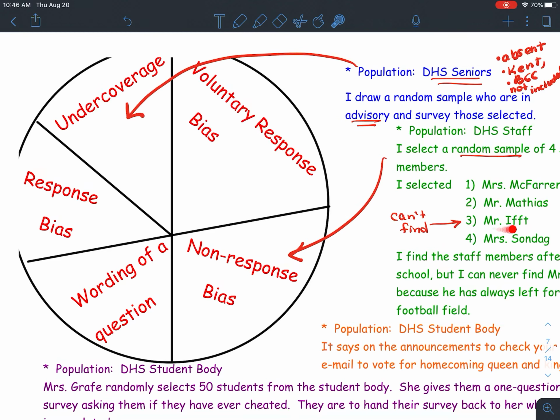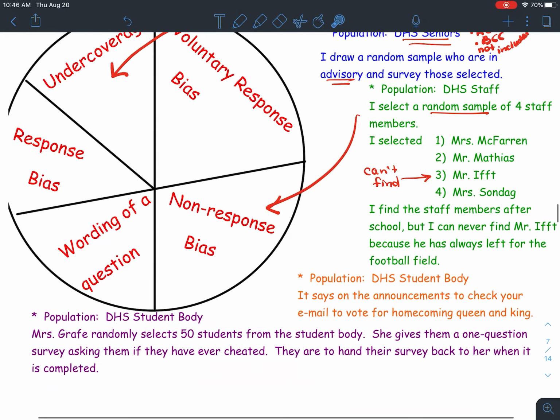Mr. Ift was selected. He had the opportunity to be selected, but then I'm unable to locate him to get his response. All right, let's go to the next one here.